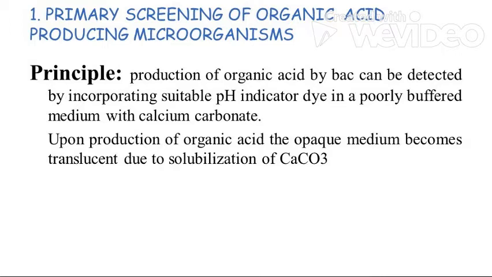So, this is the principle of this practical. Production of organic acid by bacteria can be detected by incorporating a suitable pH indicator dye in a poorly buffered medium with calcium carbonate. Upon production of organic acid, the opaque medium becomes translucent due to the solubilization of calcium carbonate.